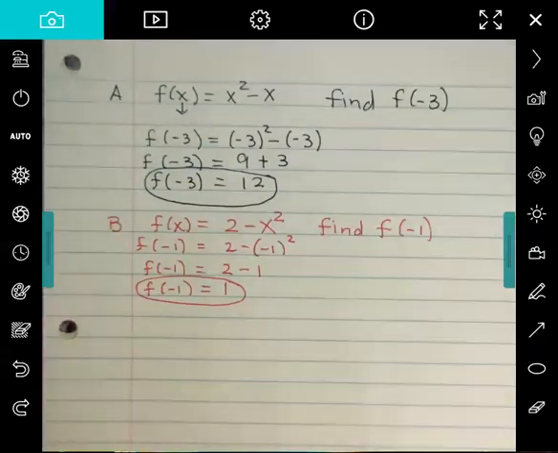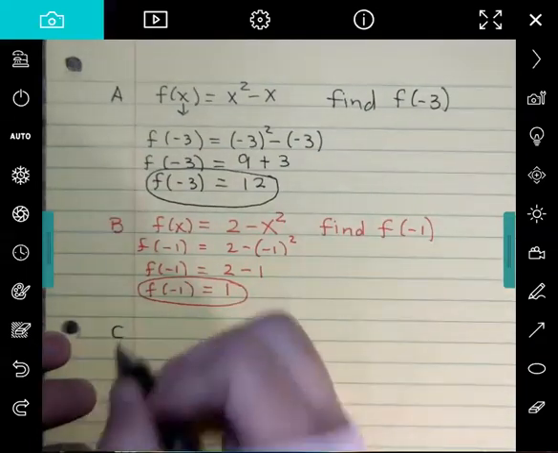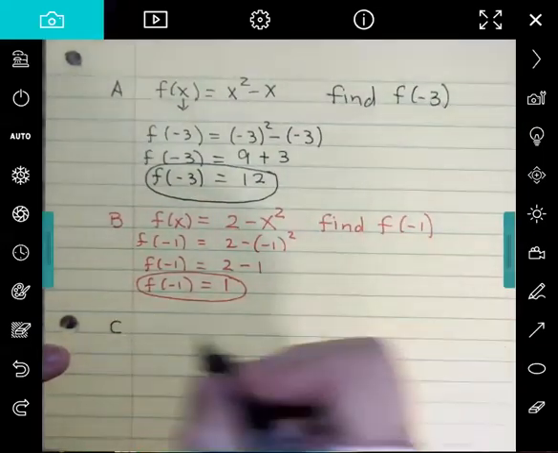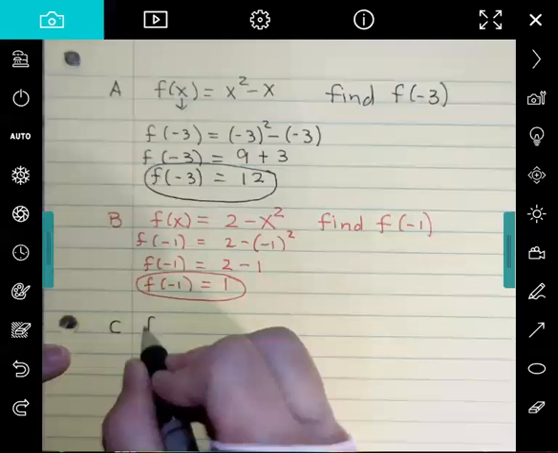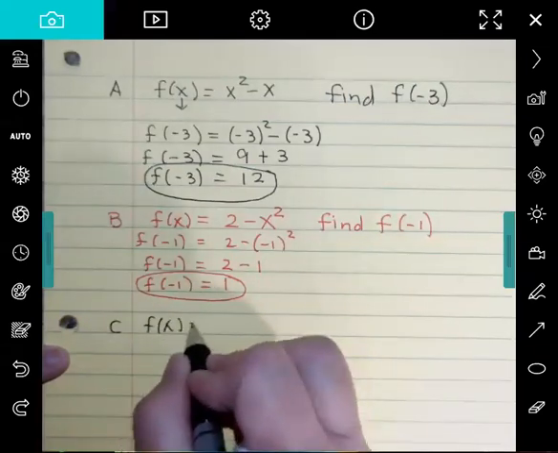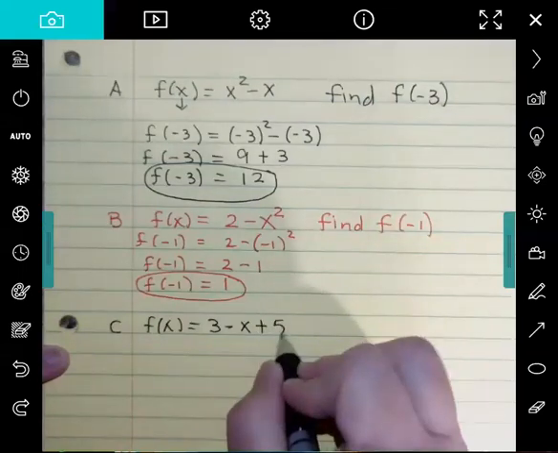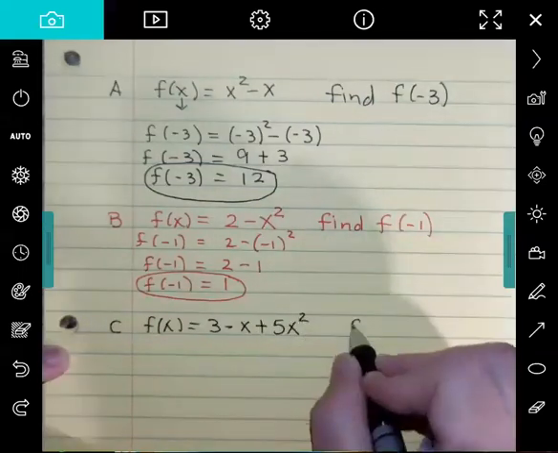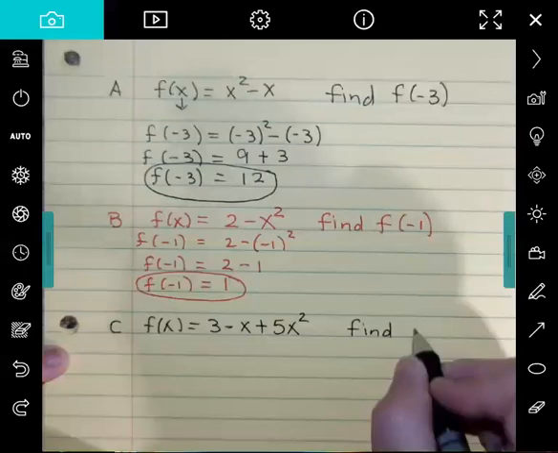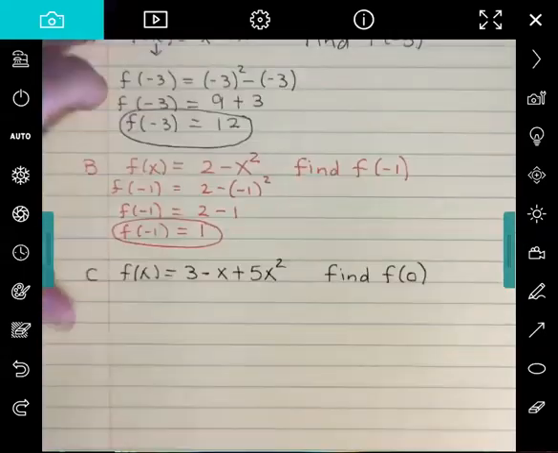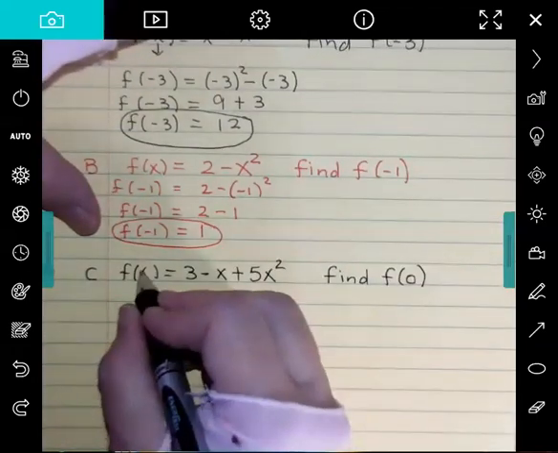Okay, next one. If you're having any trouble with these, come back and watch the solutions. We're simply substituting, okay? This is really an important skill to have because you're going to use this in science classes and lots of higher math classes. Find f of 0. And this is one of those that should be easy, but sometimes messes people up. Put a 0 in everywhere there's an x.